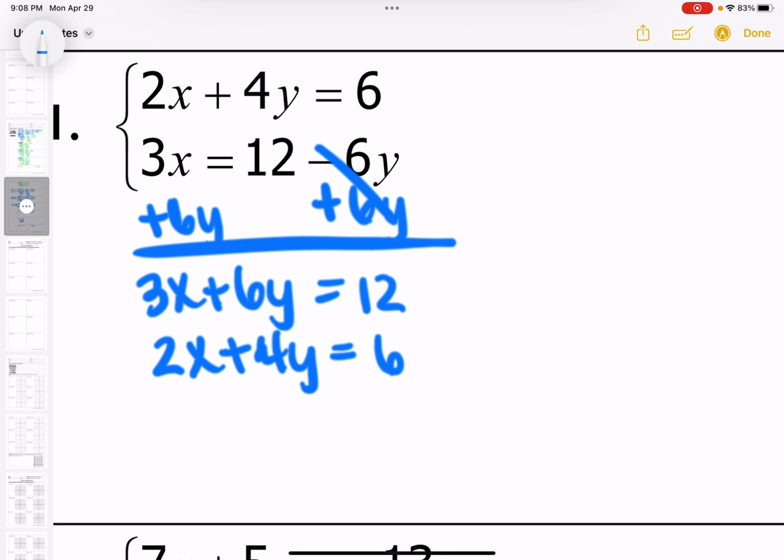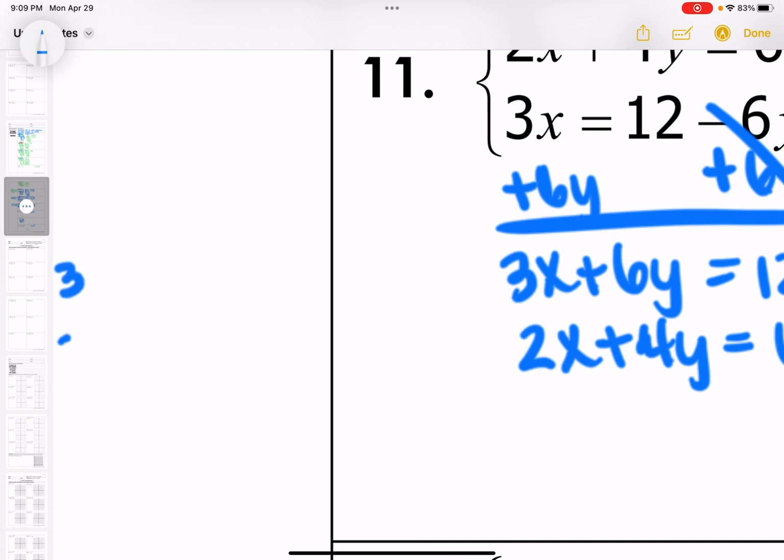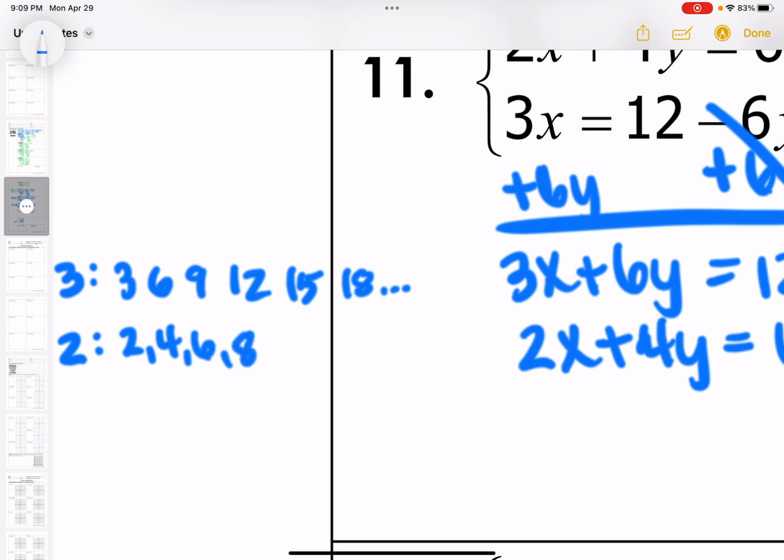All right, looking at this now, we do not have common coefficients. So I need to figure out what number I need to multiply the top and the bottom equation by to where we get common coefficients. So I am going to eliminate the x's. So I have 3 and 2, and I'm first going to list my multiples. So 3, 6, 9, 12, 15, 18, so on and so forth. And then 2, 4, 6, 8, 10, so on and so forth.